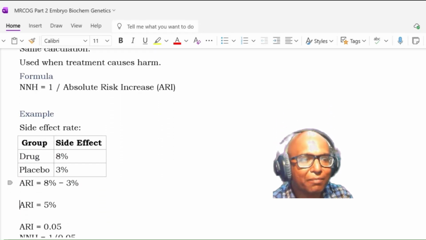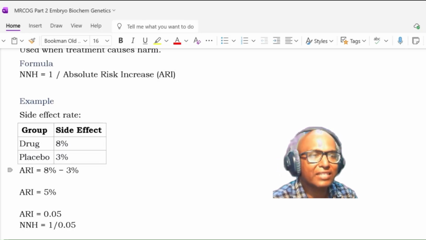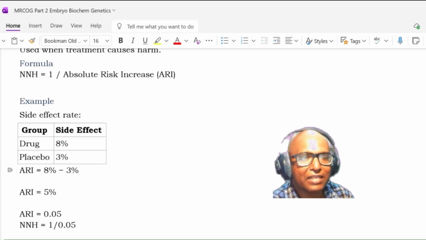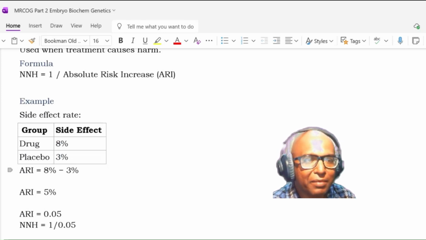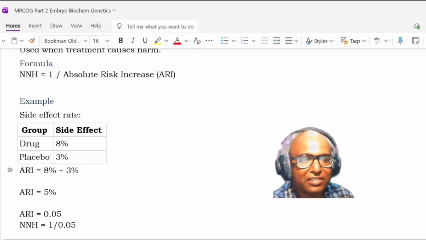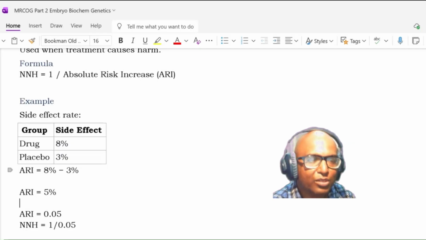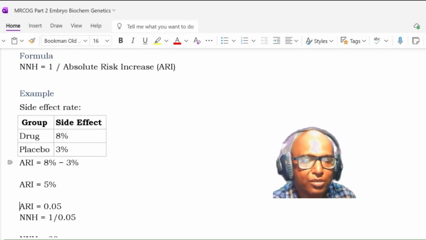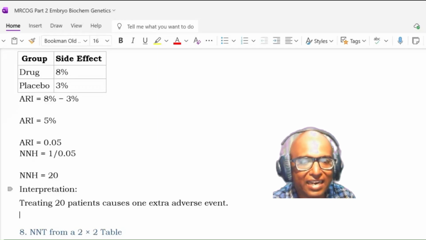Okay, so example is, suppose with a particular drug, the side effect is 8%. With the placebo, it is 3%. So absolute risk increase will be here 8% minus 3%. Okay, so absolute risk increase is 5%. So ARI is 0.05. So NNH equal to 1 upon 0.05. Okay, so number needed to harm is 20. Interpretation: treating 20 patients causes one extra adverse event.